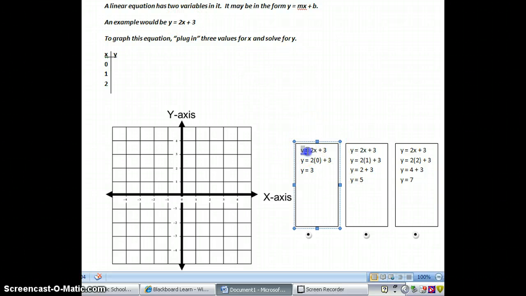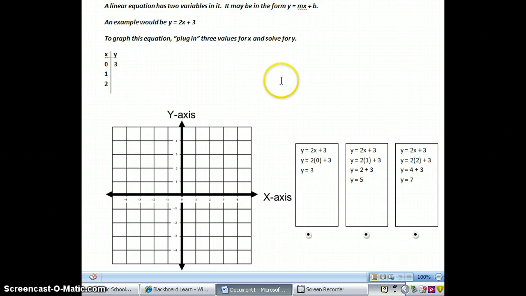If you see this equation right here, I've written y equals 2 times 0 plus 3. So I solve: 2 times 0 is 0. I'm left over with y equals 3. So I will complete my t-chart and put 3 in there.